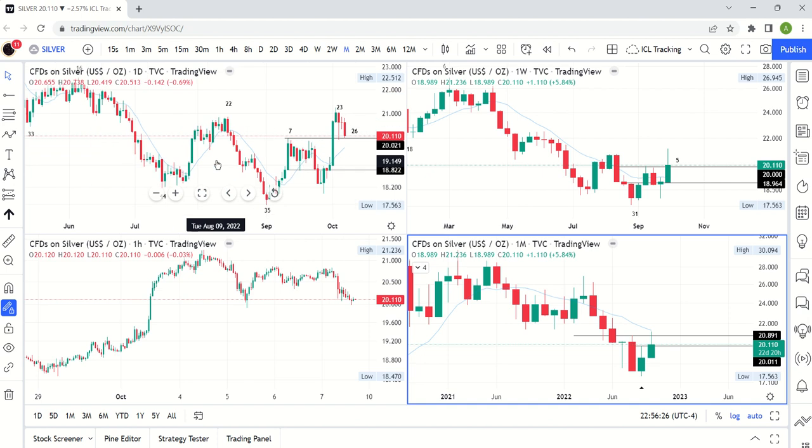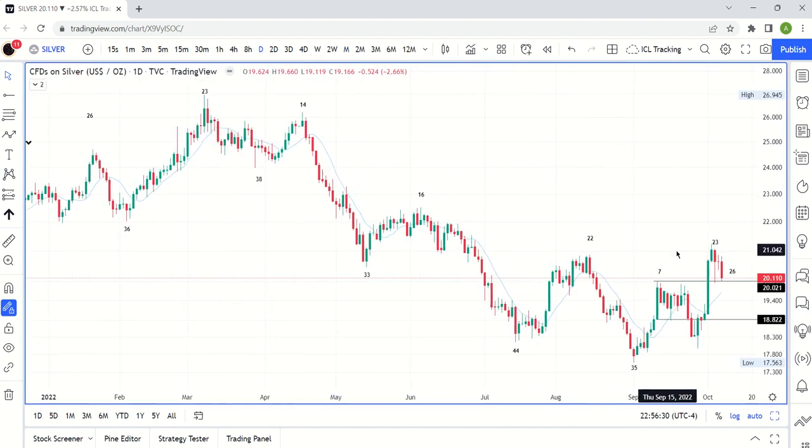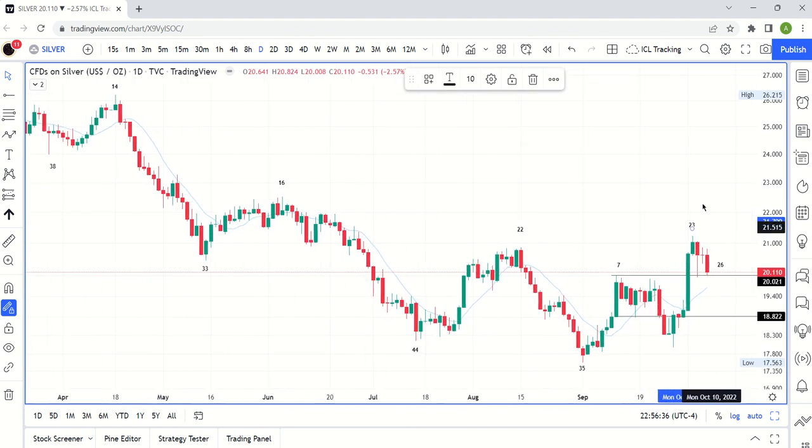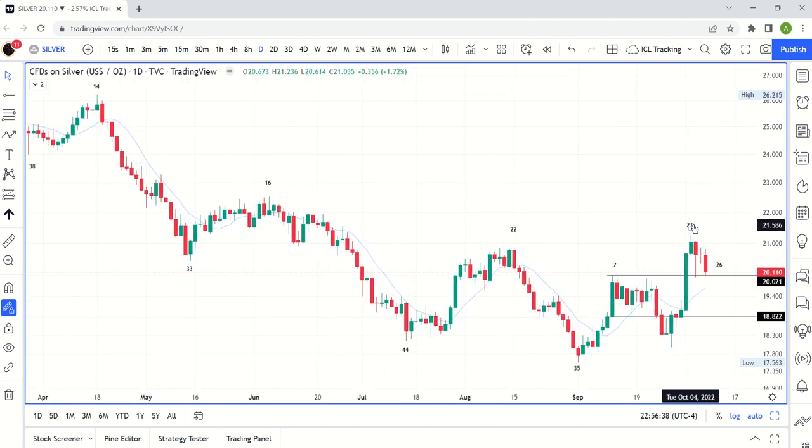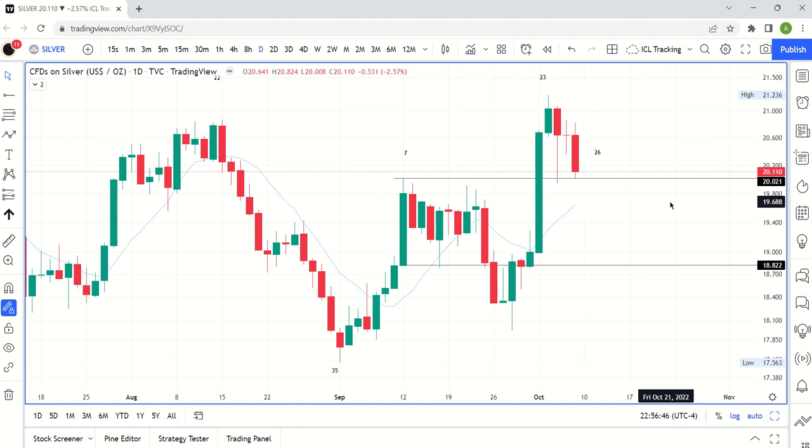And if we look at silver, it's a very similar situation, at least in terms of the structure over the last few days. But different in the sense that silver is deeper in its daily cycle. So we have a high at day 23, and now Friday was day 26, whereas gold had a high at day 5 and Friday was day 8, right? So a very different cycle.